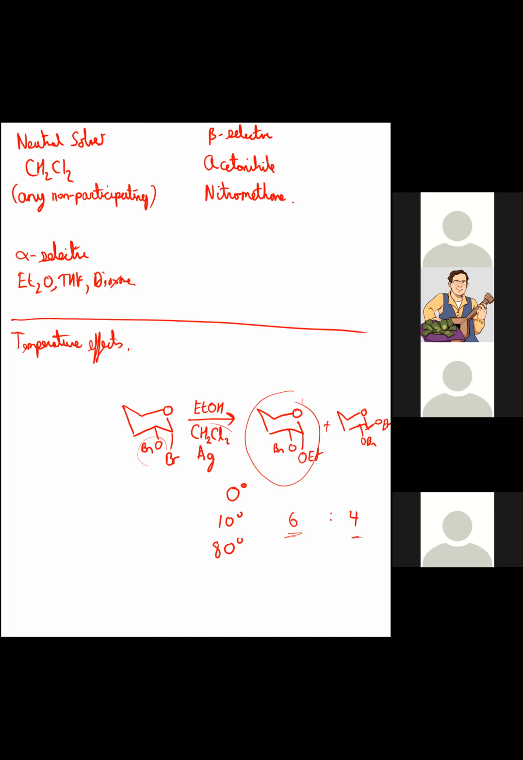And if we're seeing a reduction of selectivity as we get hotter, then what that's telling us is that the difference in energy, that difference in kinetic barrier, matters less and less as you get to 80 degrees. As a fraction of the amount of energy in the system, it's basically negligible and it kind of gets washed out. So going in the other direction, if we lower the temperature, are we going to see more alpha or more beta? So we go down to 0 degrees from 10.